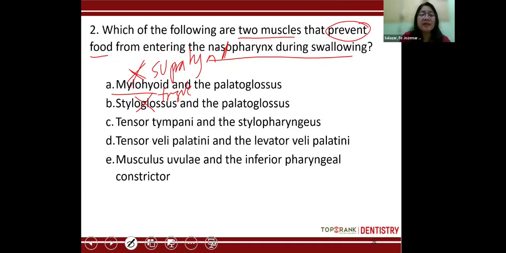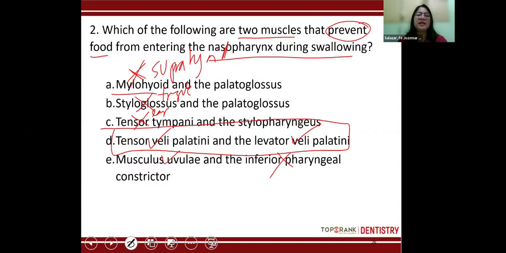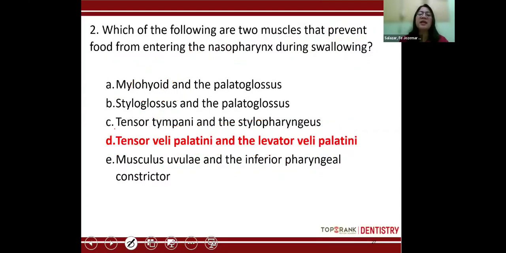Tensor tympani, okay, this is a muscle of the middle ear. Tensor veli palatini, okay. Then levator veli palatini, yes. Let's again check the option. Musculus uvulae, but inferior pharyngeal constrictor. So the correct answer is letter D: tensor veli palatini and levator veli palatini.